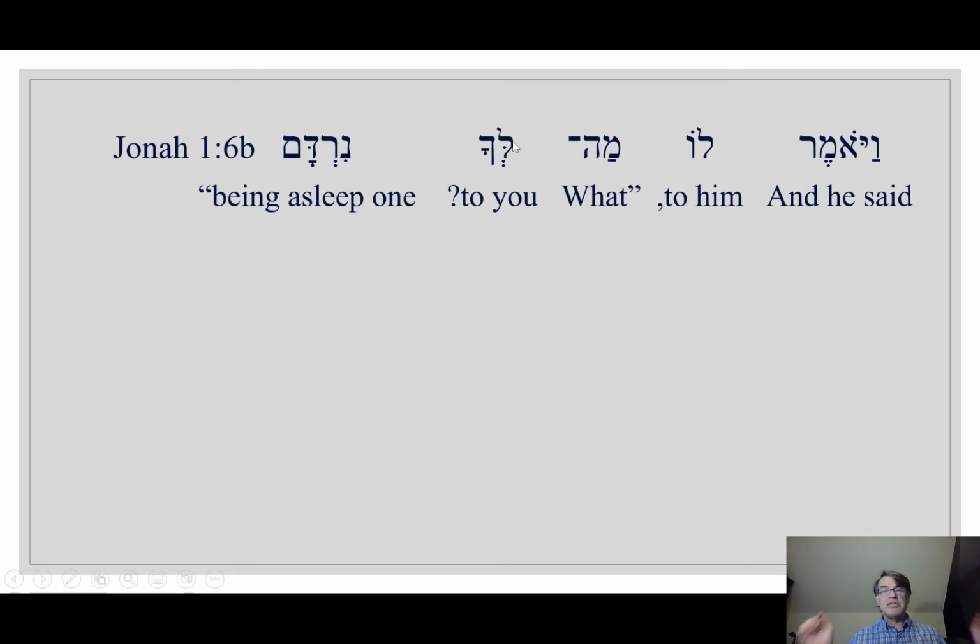Ka never stands by itself. The Cholam Vav never stands by itself, but it is connected with some other word. We call this maybe an object suffix. So it's to what? To him. Or to what? To you. And so Cholam Vav, him. Ka is you. All right.